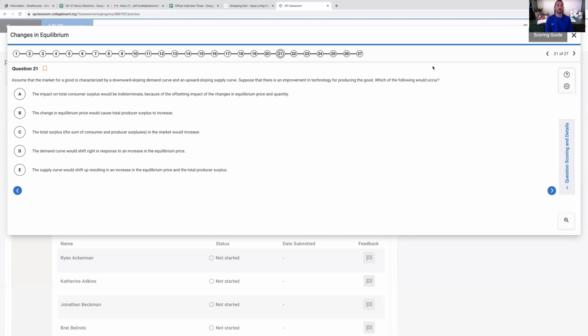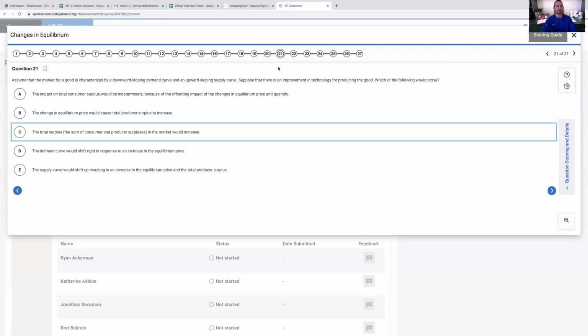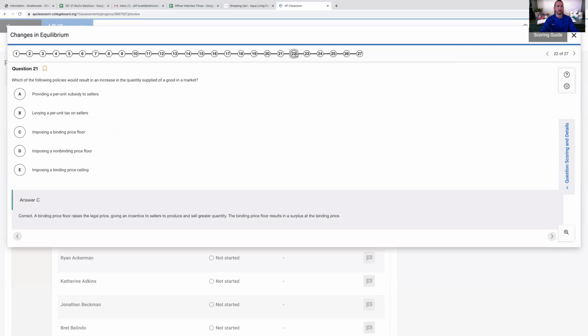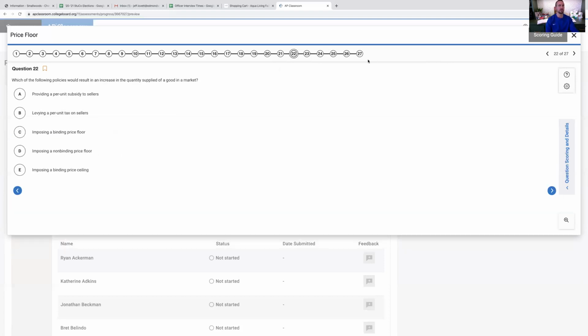Producer surplus is going to shrink for some because they were selling it at a higher price, but it's going to increase for some as well because they're able to sell more than they were before, right? And so your answer for 21 is that the total surplus is definitely going to increase. Answer choice C. And again, not something you have to memorize. Draw the graph, look at the surplus, show a shift, look at your new surplus, and it should be pretty clear. 22, which of the following policies would result in an increase in the quantity supplied?